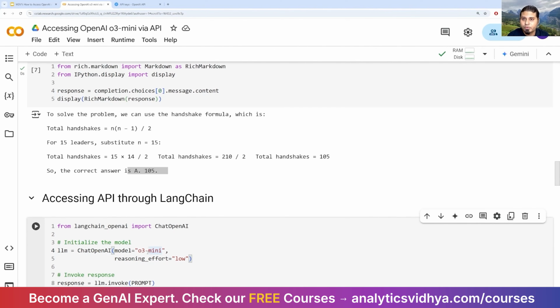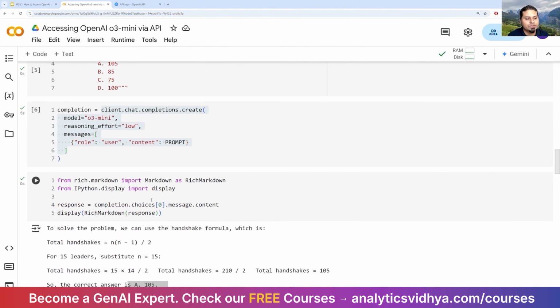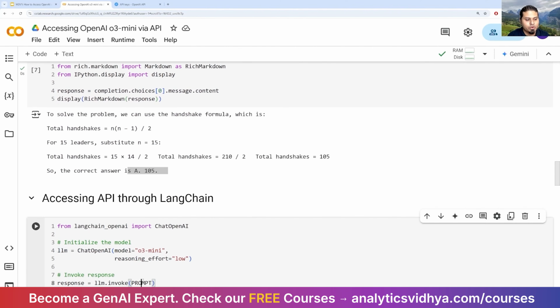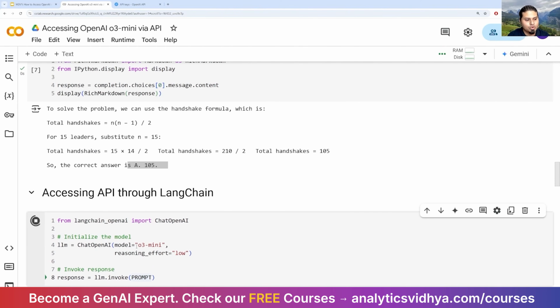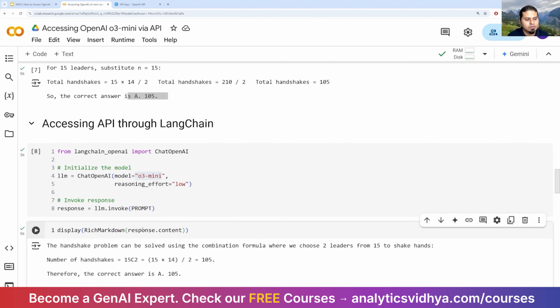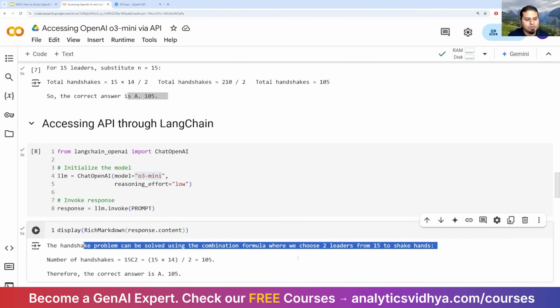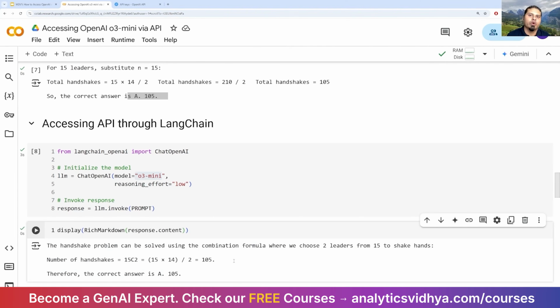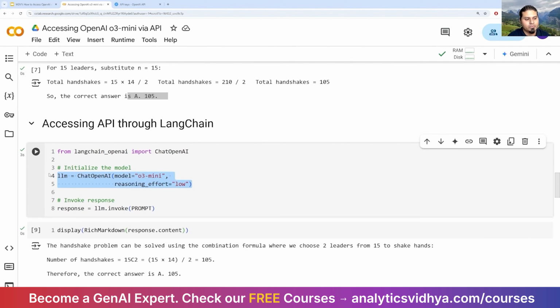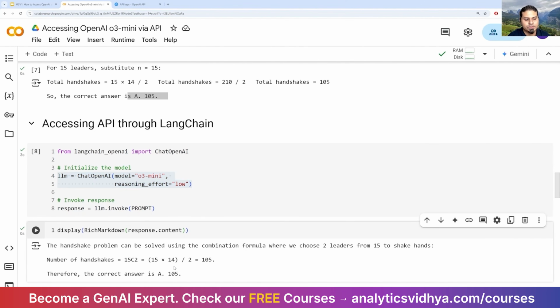And now we already have the prompt from before. So all we do is we say llm.invoke(prompt), and it sends it to the o3-mini model on OpenAI servers, and we get back the response in a few seconds, and we can then look at the response, which is the exact same response. So overall, this is how you access it through LangChain, which is just a one-liner where you mention the model name, and then you just do .invoke(prompt).